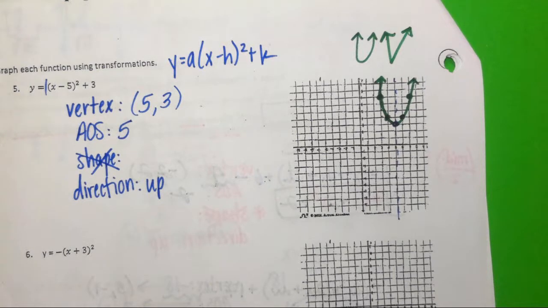So seriously, I put my vertex. Because my shape is not affected, I can go over 1, up 1, over 2, up 4, over 3, up 9, over 4, up 16. I'm just going up by perfect squares because 3 squared is 9, 2 squared is 4. And so just knowing that one point, I can graph the whole thing from there.